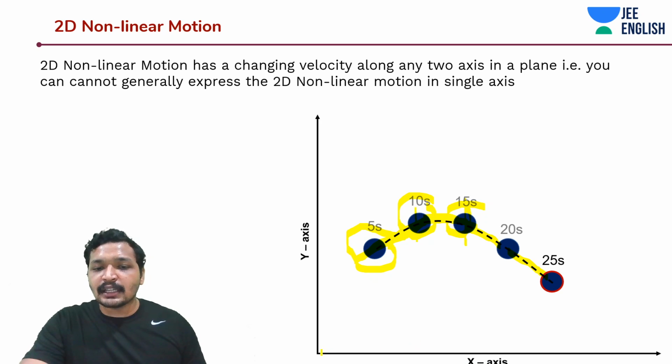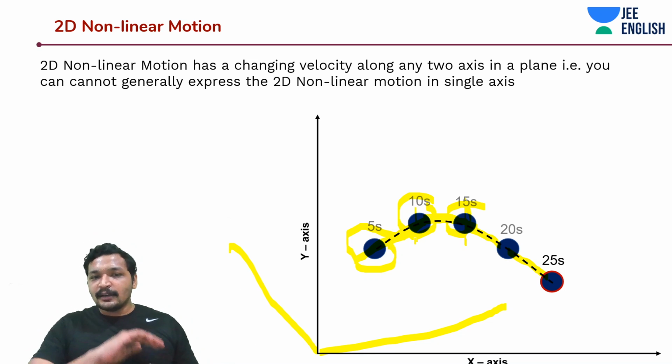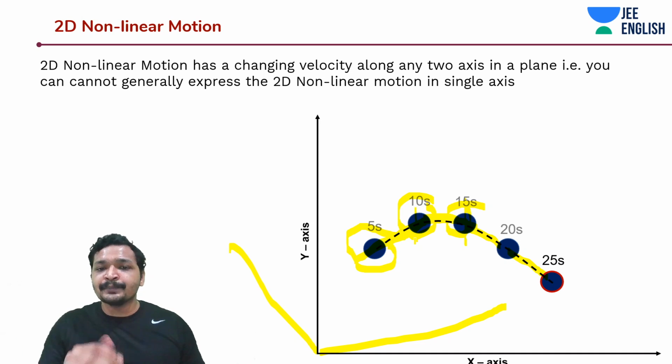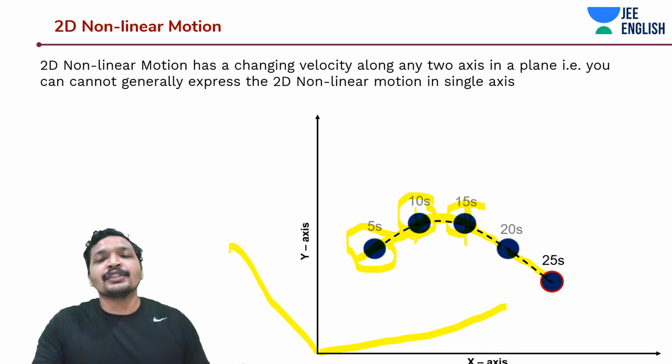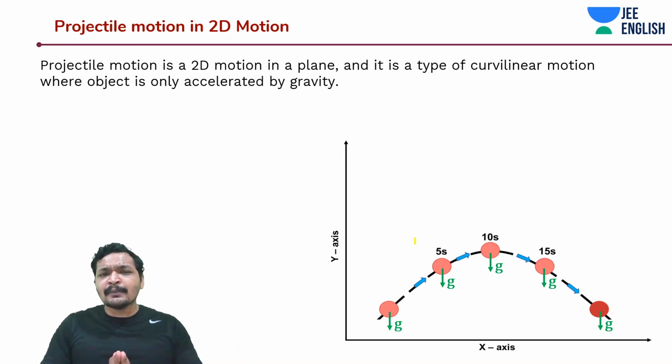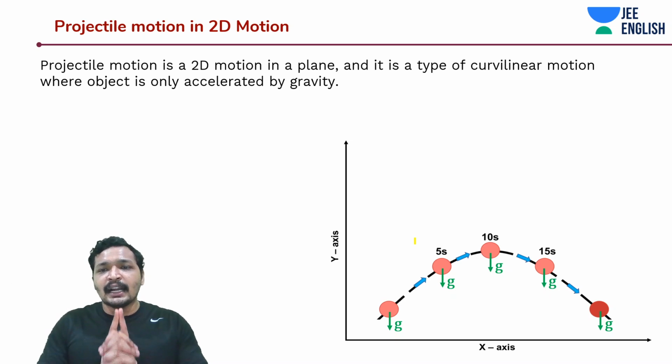Even if you rotate this reference frame, still, don't you see that? You can't make it out in a single line, using a straight line. It's still changing in both x and y axis. So that's a 2D nonlinear motion. And this projectile motion is a kind of 2D nonlinear motion. A projectile motion has some assumptions. One is that it is only working under the acceleration of gravity, or the influence of gravity.